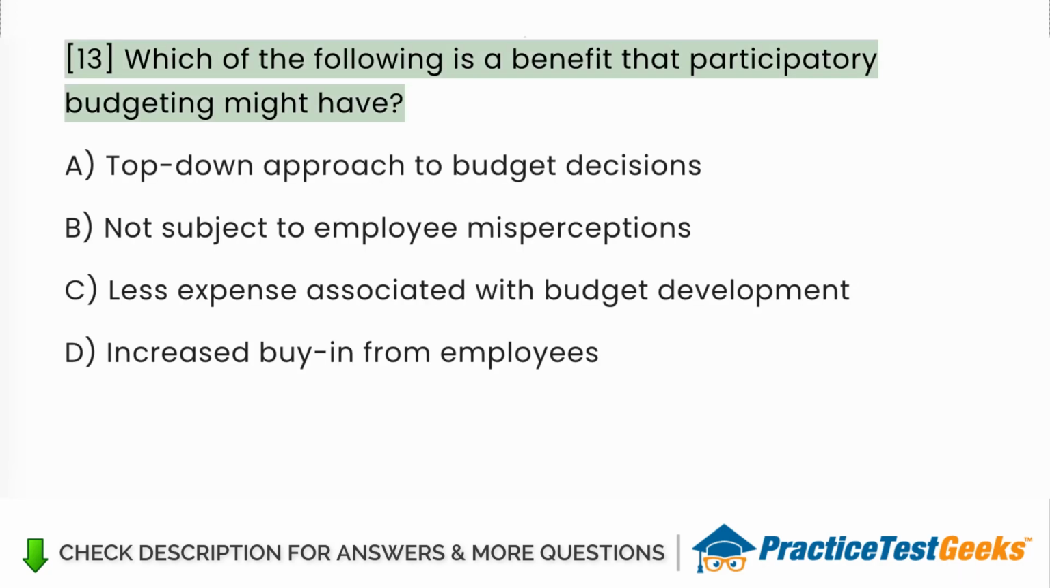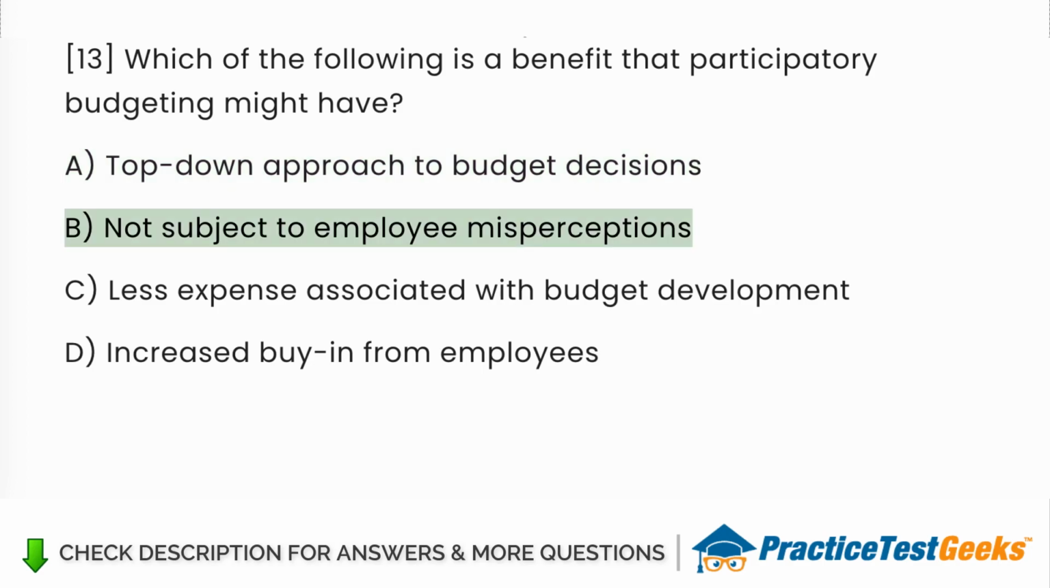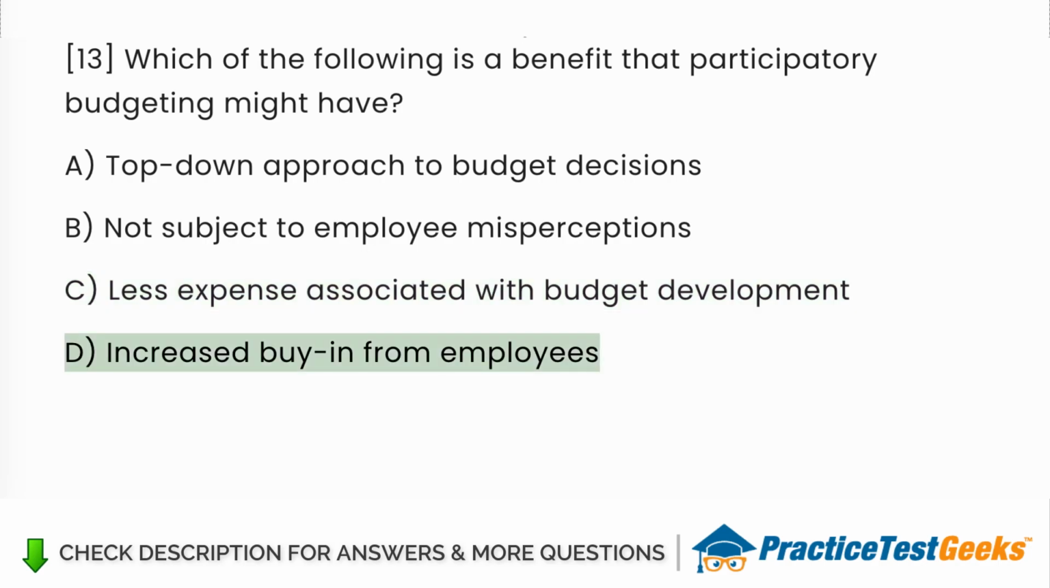Which of the following is a benefit that participatory budgeting might have? A. Top-down approach to budget decisions. B. Not subject to employee misperceptions. C. Less expense associated with budget development. D. Increased buy-in from employees.